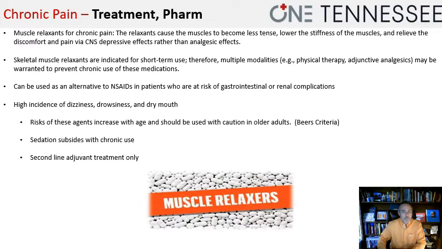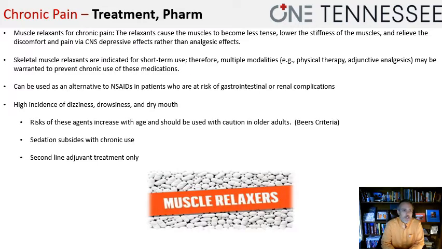Muscle relaxants can also be a treatment option for chronic pain. The relaxants cause the muscles to become less tense, lower the stiffness of the muscles, and relieve the discomfort and pain via CNS depressive effects rather than analgesic effects. Skeletal muscle relaxants are indicated for short-term use, therefore multiple modalities, physical therapy, and adjunctive analgesics, Tylenol, NSAIDs, may be warranted to prevent chronic use of these medications. They can be used as an alternative to NSAIDs in patients who are at risk of gastrointestinal or renal complications. Those might be our elderly type patients.